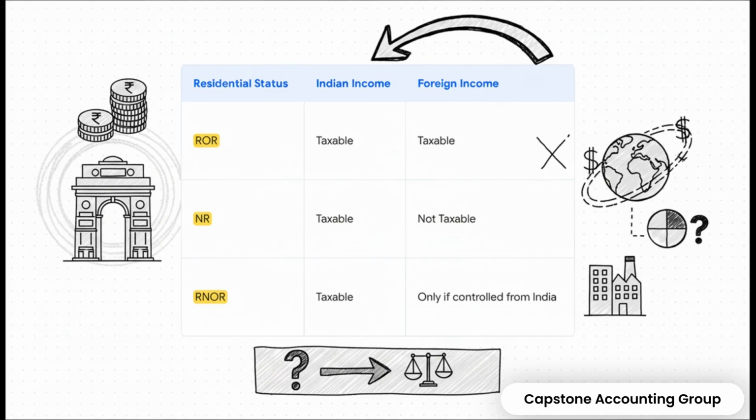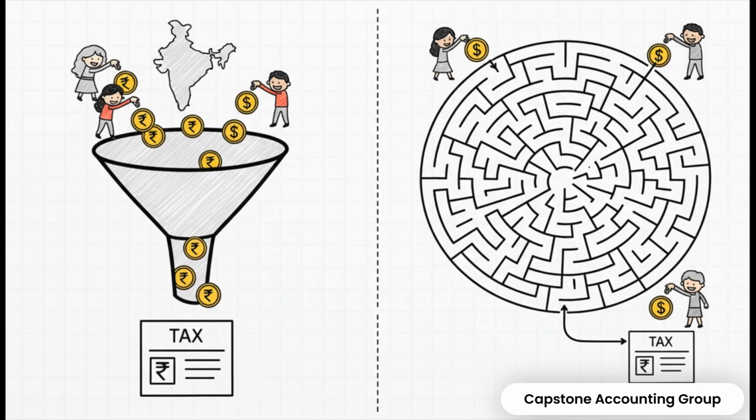If you're a resident and ordinarily resident, or an ROR, you're taxed on your worldwide income, period. If you're a non-resident, NR, you pay zero tax on your foreign income. And then you have this middle category, the RNOR, who only pays tax on foreign business income if that business is controlled from India. Look, if there's just one thing you take away from all this, it should be this. If the money is classified as Indian income, everybody pays tax on it. All the confusion, all the planning, it's almost always about who is on the hook for their foreign income.